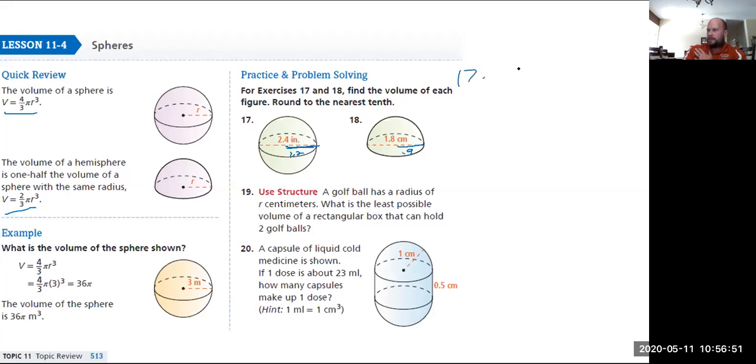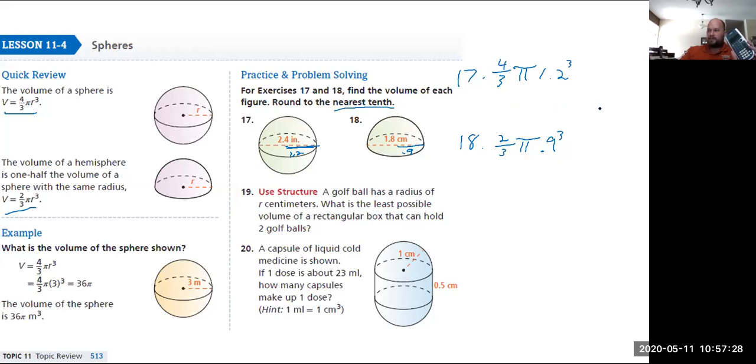So on 17, again, we're doing the volume of the sphere. So this is the 4/3 pi r, which the radius on there was 1.2, cubed. For number 18, it's a hemisphere, so we're going to be doing the 2/3 pi r, which was 0.9, cubed. Again, make sure you put the decimals in the right places when you're doing these. Make sure you multiply everything out correctly. But really, just plug it into your calculator for these, because it's telling you round to the nearest tenth.